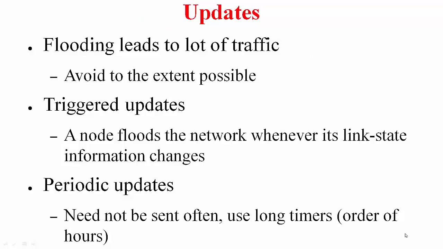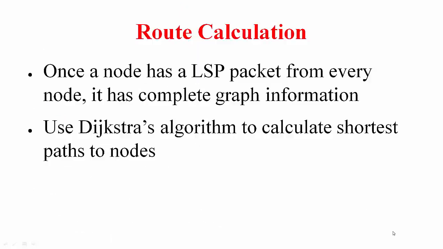So the next question is, when do you send these link state packets? Notice that flooding leads to a lot of traffic because this link state packet is sent to every node. So you should avoid flooding to the extent possible. Like before, whenever the link state information changes, you naturally need everyone else to know because the graph has changed. In which case you have to flood. These are called triggered updates. We also need to support periodic updates. These need not be sent often because of this flooding issue, as I mentioned. In this case, you use very long timers, of the order of hours. If you implement those three aspects of the protocol, each node is going to get a link state packet from every node and thereby it will have the complete graph information. Once you have this, you can use Dijkstra's algorithm to calculate the shortest paths to every node and you're done.